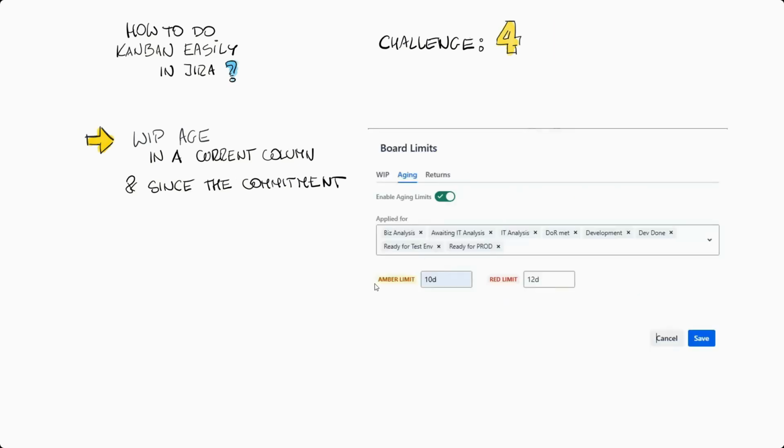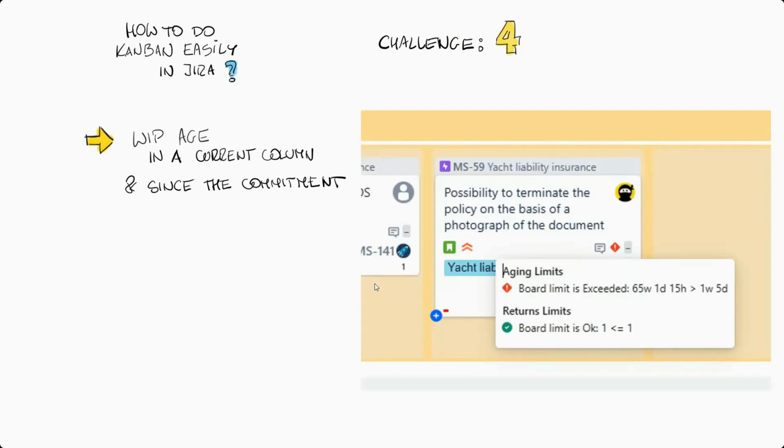you something else. How about we also track the whole life cycle of the ticket since the beginning of its commitment or its development. So we can say that, well, this ticket exceeds the limit that we set for our board. And this is important because sometimes the ticket is only a few days in the column, but the total time that it's spent in all the previous columns can be really worrying.